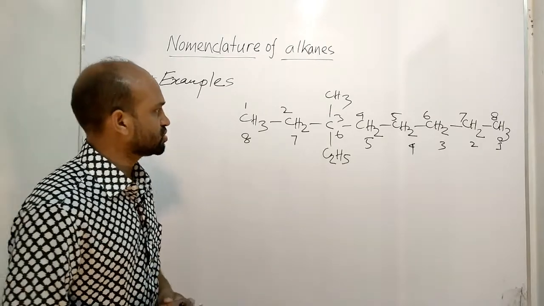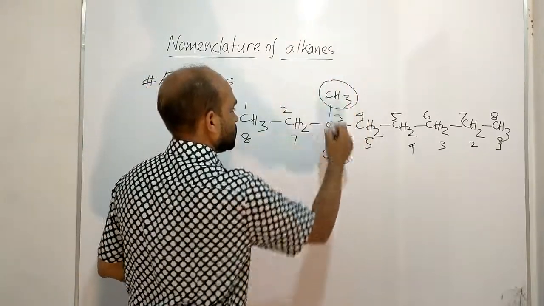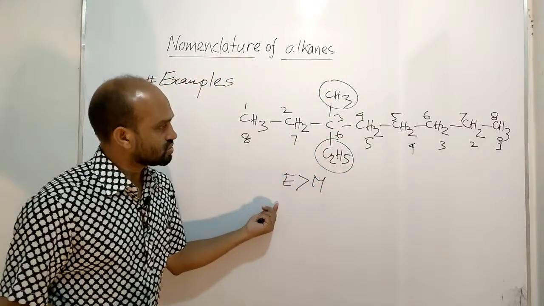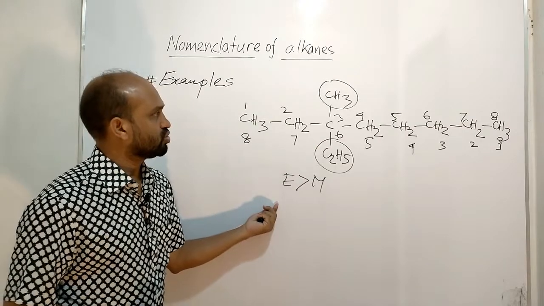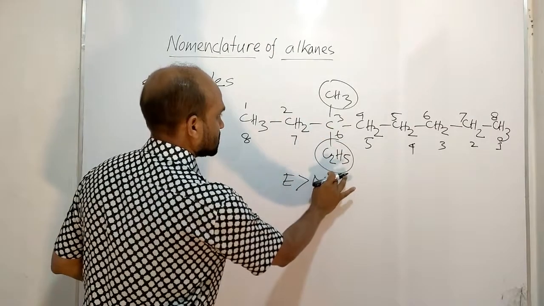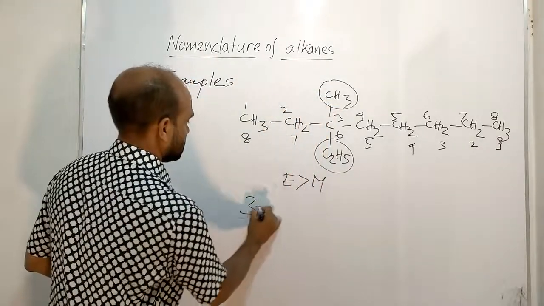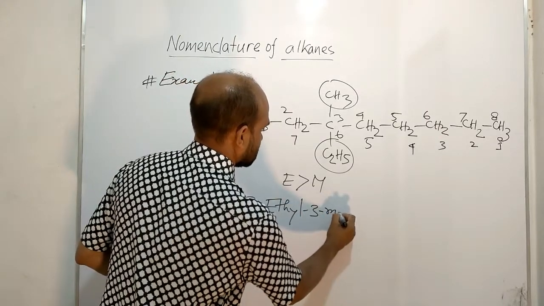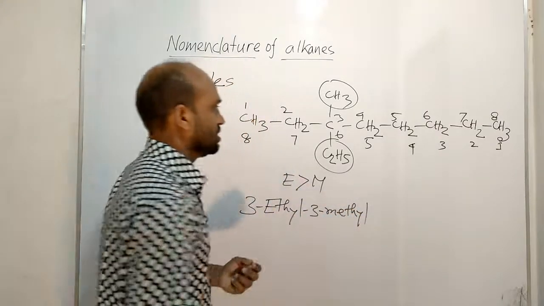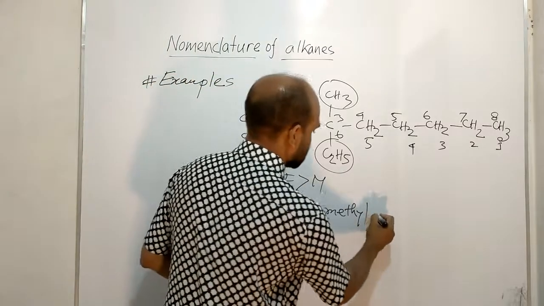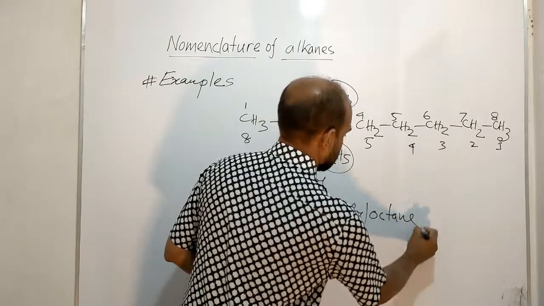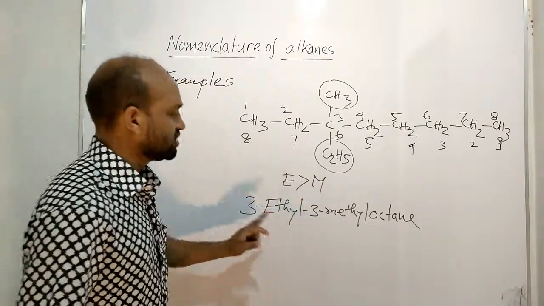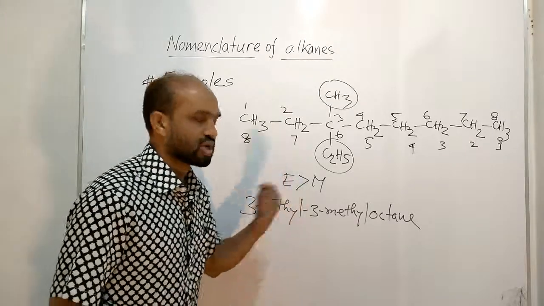Now what will be the name of this compound? At carbon 3, a methyl group and an ethyl group. E is prior to M. So the name of this compound will be 3-ethyl, then 3-methyl, 8 carbon atoms, so it will be octane. 3-ethyl-3-methyloctane, not 3-methyl-3-ethyl, because E is prior to M.